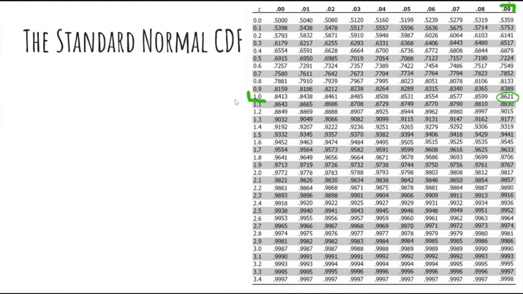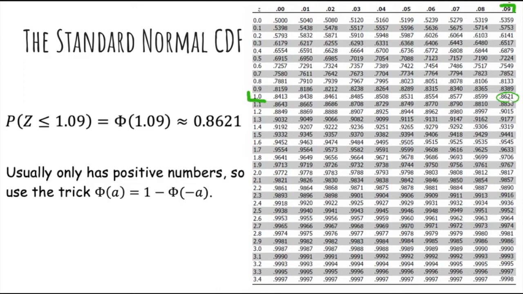If you wanted to find what phi of 1.09 is, you would look at the row 1.0 and then go over to the right column to 0.09, and you can find the value there, which is 0.8621. This table only has positive numbers, so if you want to look up phi for a negative number, you can look up phi of negative a and take 1 minus that.